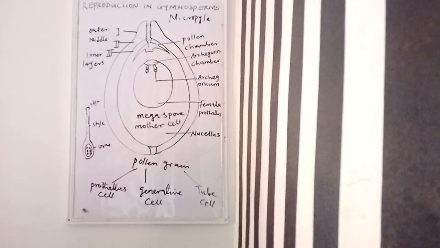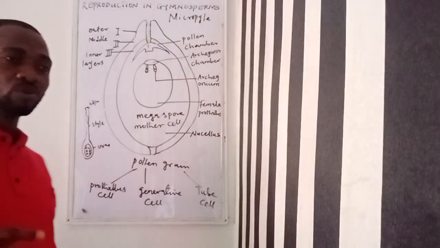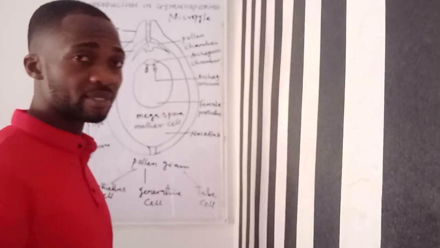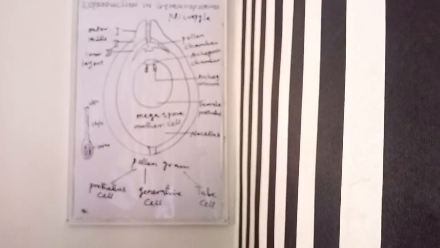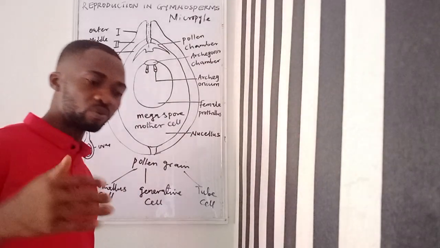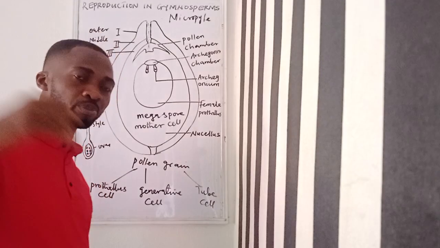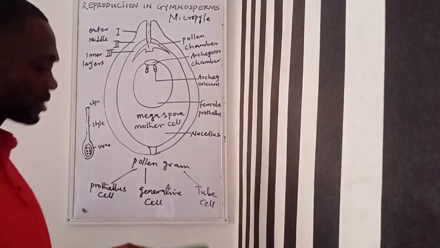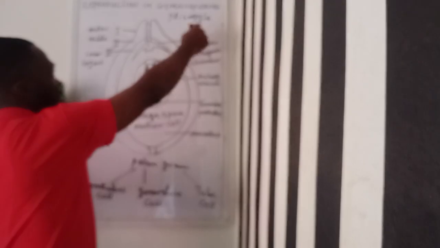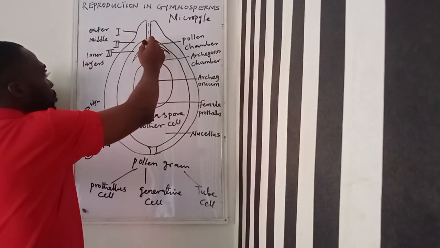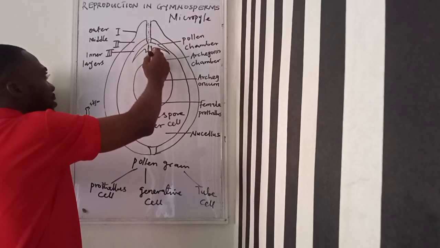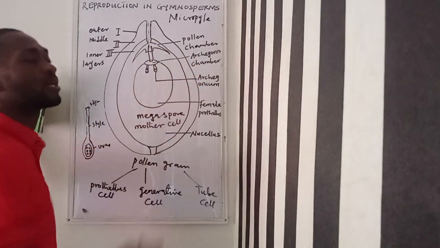The stalk cell is sterile, whereas the body cell will divide to form two different spermatozoids, or two different sperms, or two different gametes. The tube cell will now elongate and transform into the pollen tube. Remember, all this has happened within the pollen chamber. But once the pollen tube is formed, it will now elongate and enter the archegonial chamber.